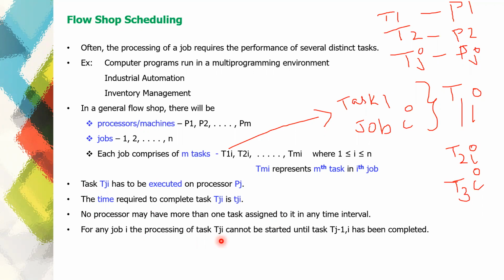Then, while assigning tasks to the jobs, each processor at any point of time may execute only one task. You cannot assign more than one task to a processor at the same time. So following these constraints, for the given set of processors, jobs and tasks, you have to generate an optimal flow shop schedule.